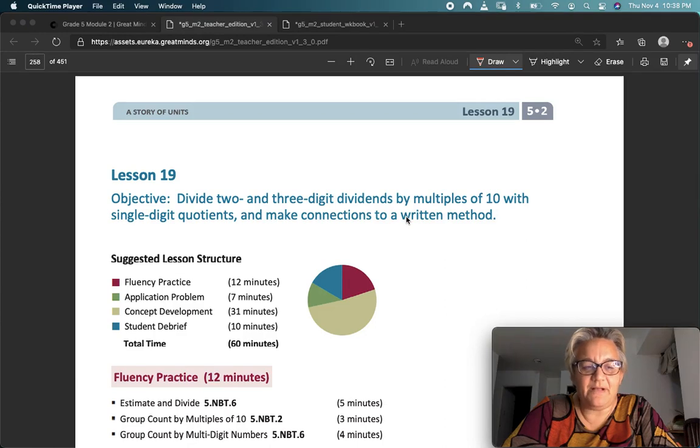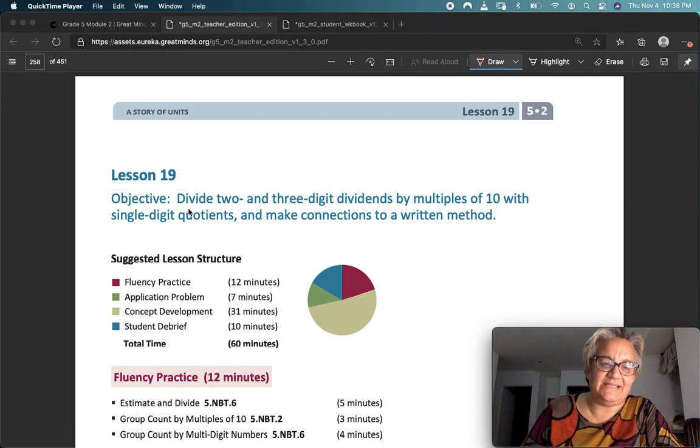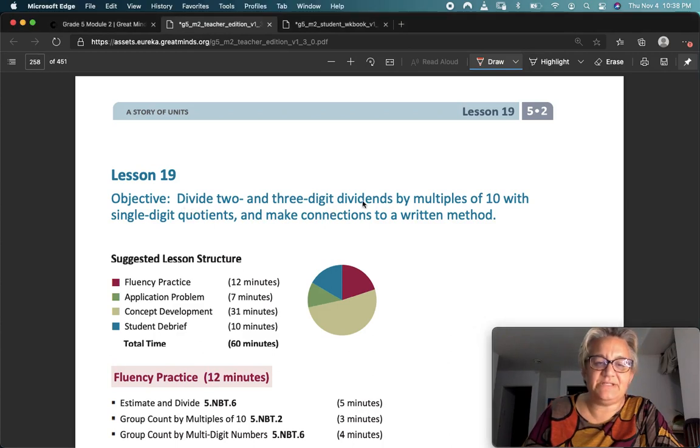Eureka Math, Module 2, Lesson 19. Our objective today is to divide 2 and 3-digit dividends by multiples of 10 with single-digit quotients and make connections to a written method. So here we go. Divide 2 and 3-digit dividends.